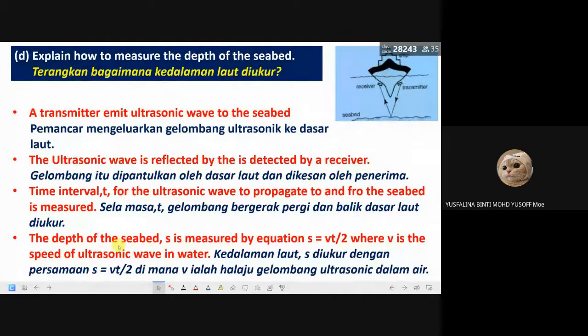Then we use the formula, s = vt/2, where v is the speed of ultrasonic wave in water, so they can get the depth here. This is the s, remember, and this is the formula. So if the question asks you to explain how to measure the depth of the seabed by using the reflection of wave, you have to answer like this, and the formula must also be included.